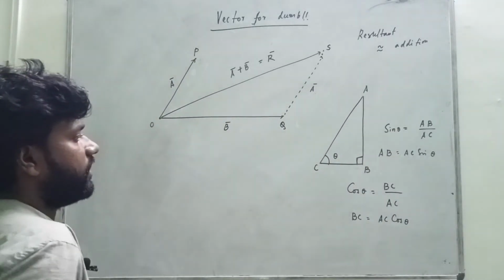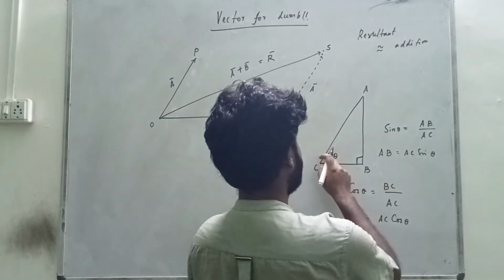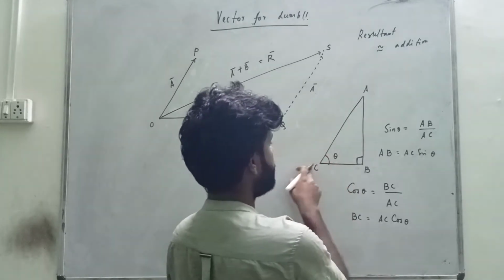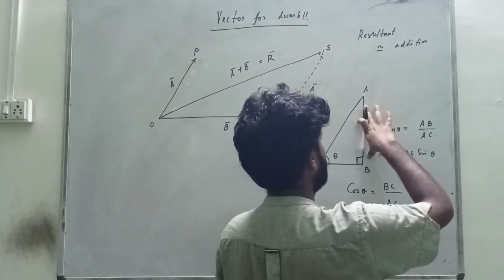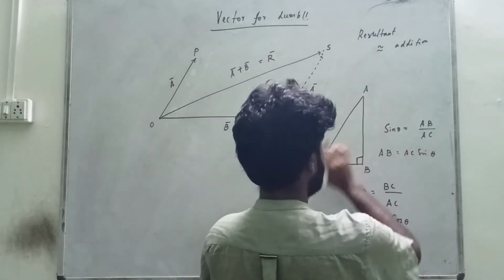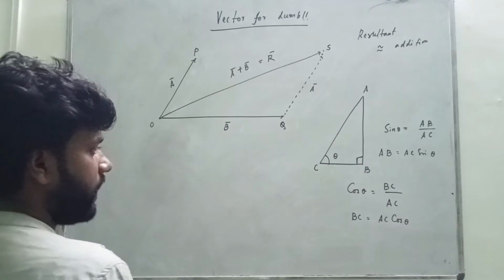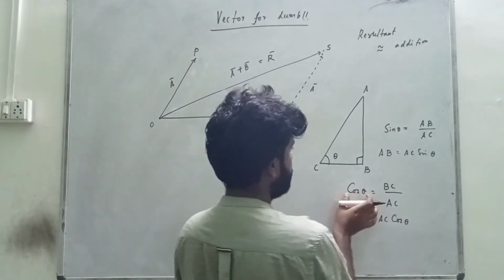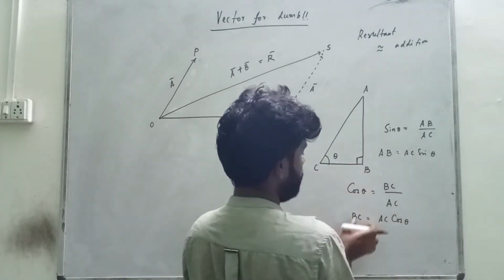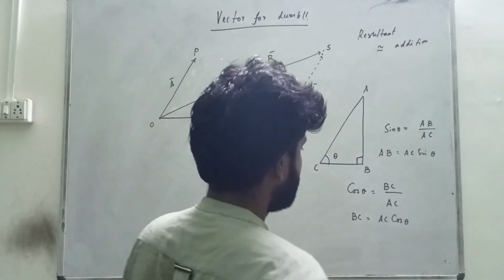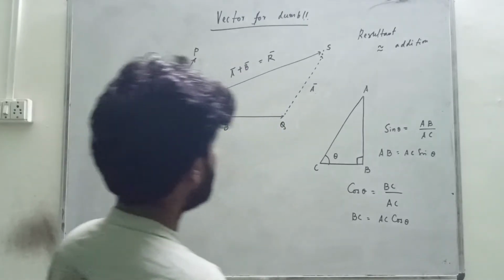So if ABC is a right angle triangle, right angle at B, and the angle at C is theta, then AB, the perpendicular, is AC sin theta, hypotenuse times sine of that angle. And BC, the base, is AC cos theta, hypotenuse times cos of this angle, right? It is a very simple thing.